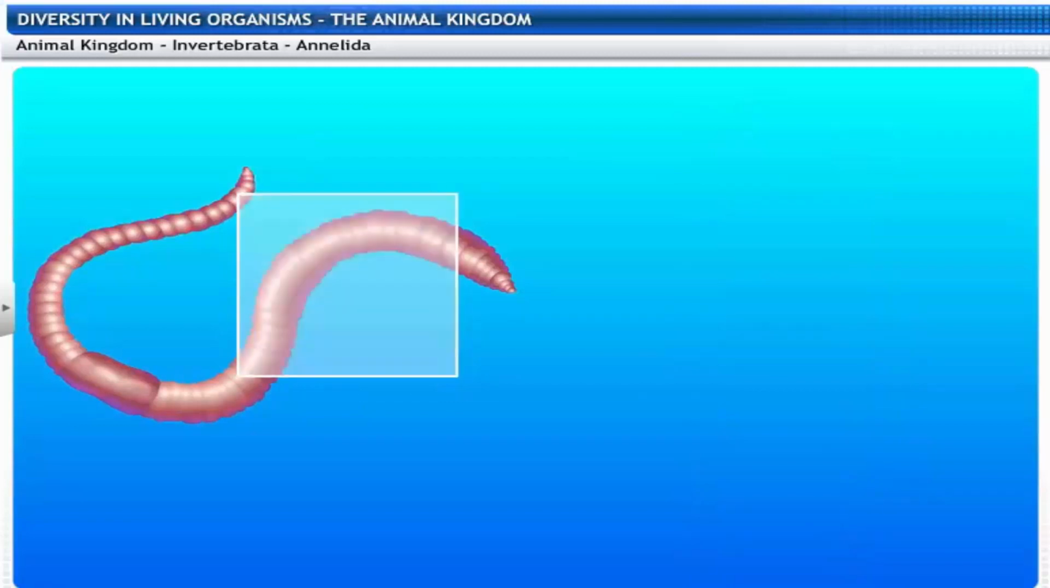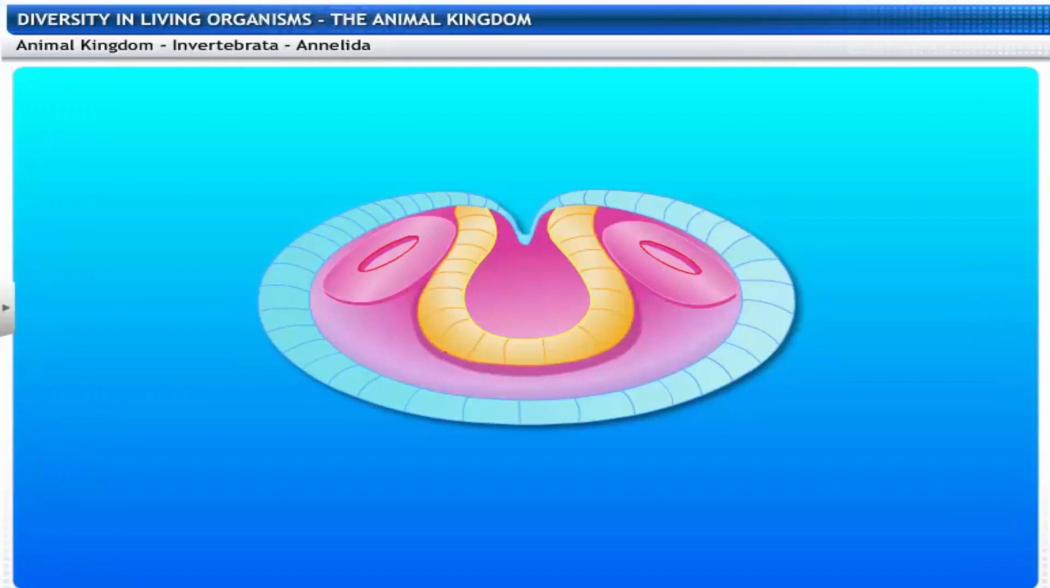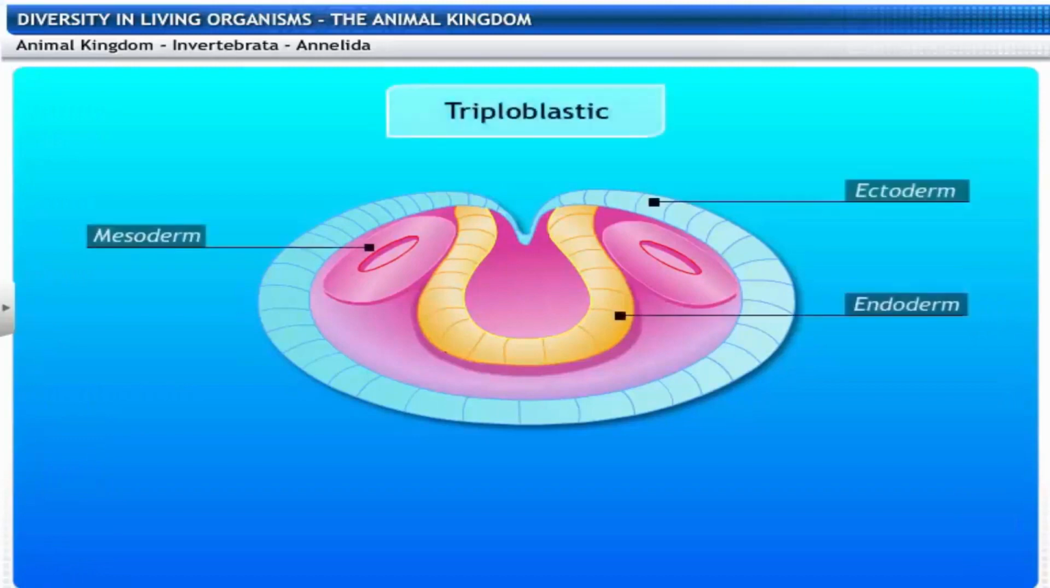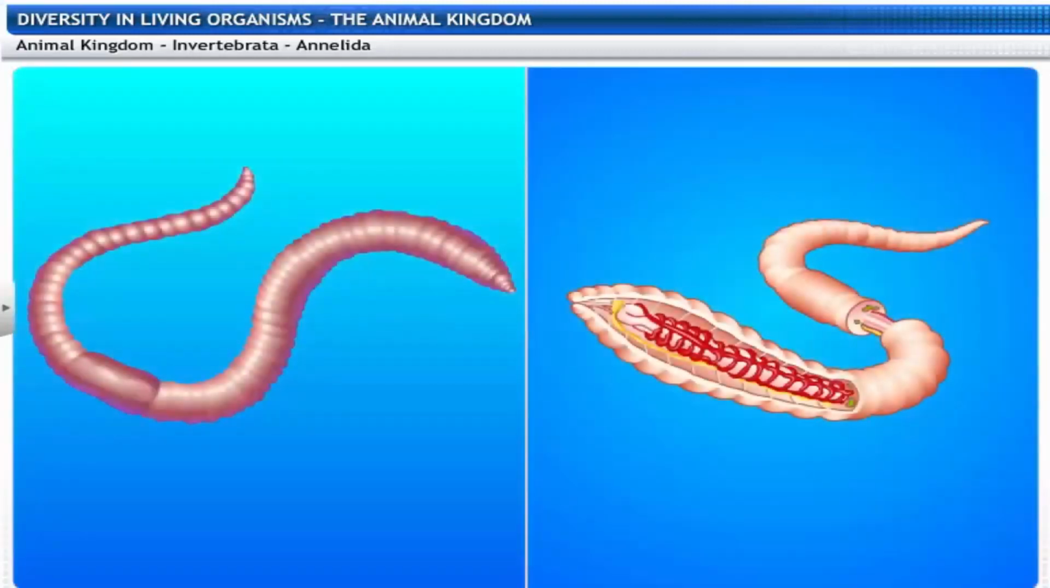The organs of Annelida are differentiated in a segmental fashion, and the segments are lined from head to tail. Annelida are triploblastic animals. Annelida have a true body cavity called coelom. Annelids are characterized by the presence of a circulatory system.